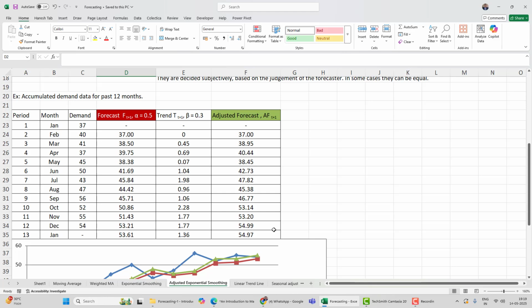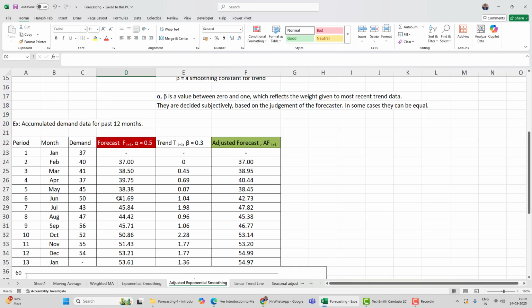Let us take the same example as before, and here the given values are alpha equal to 0.5 and beta equal to 0.3. So how to proceed? First, we are going to use the previously learned exponential smoothing method to calculate the forecast for this entire period. So initially we are going to solve the problem like this. Once we have the exponential smoothing forecast available, then we will start calculating the trend.